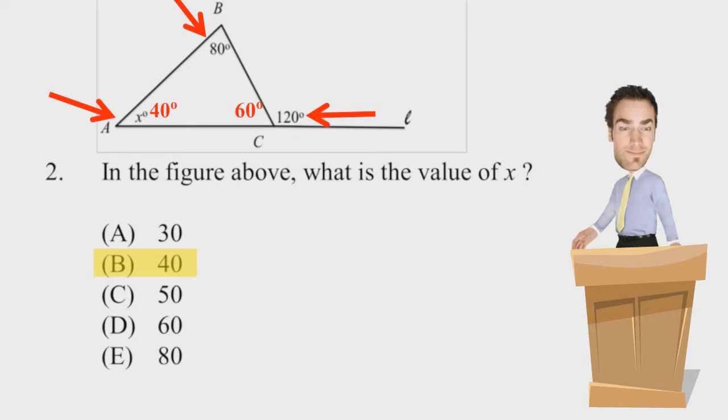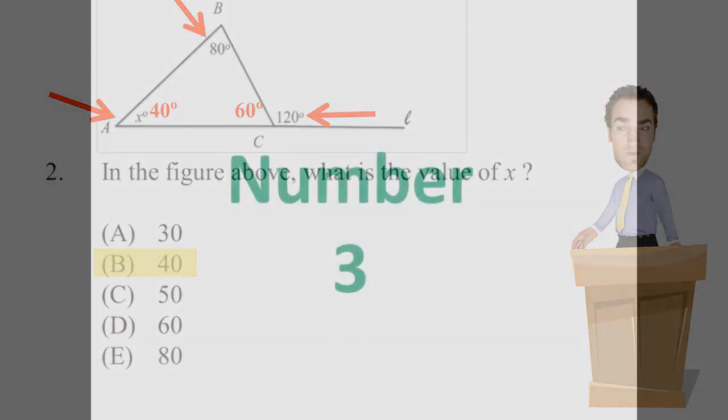By the way, you should always check the geometry questions with the reality principle. Remember that geometry problems are drawn to scale unless they say they're not drawn to scale. Does this in fact look as though x is 40 degrees? It does. It's a quick check. You should always do that though. Let's go on to number 3.